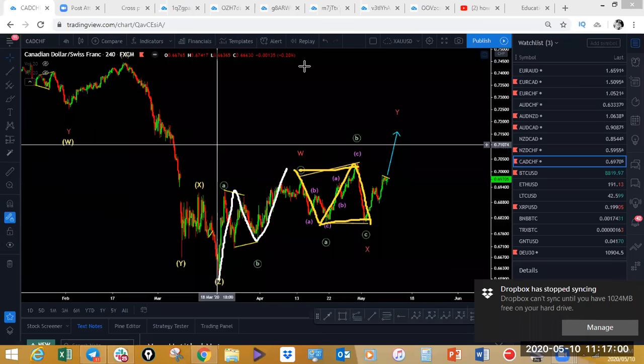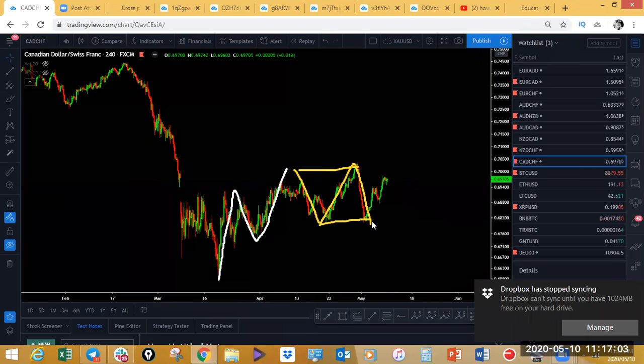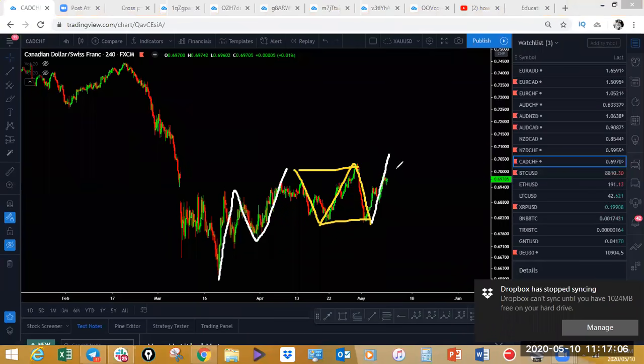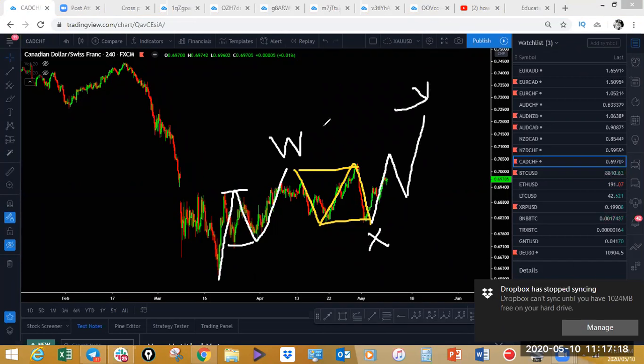Let's switch off the labeling so you can see the structure only. And now we're looking for this. It can push up higher, but we may get a corrective structure that is similar in size as this one. Then the structure will be complete, and that will be a WXY structure. Very clear with this. And internally here, if you wanted, this will be an A, B, C. This is a 3, 3, 5 regular flat. Now we'll be looking for this one to be a 3-wave structure as well. And it will be a WXY structure.